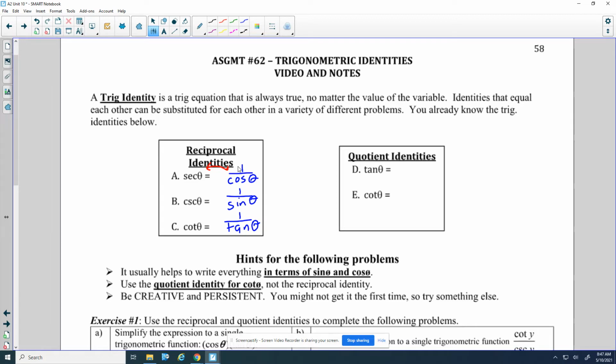Now over here we have our quotient identities. We know that tangent of theta is equal to sine theta over cosine theta. And cotangent theta, because it is the reciprocal of tangent theta, is equal to cosine theta over sine theta. So these are also interchangeable. Cotangent theta with cosine theta over sine theta, for example.